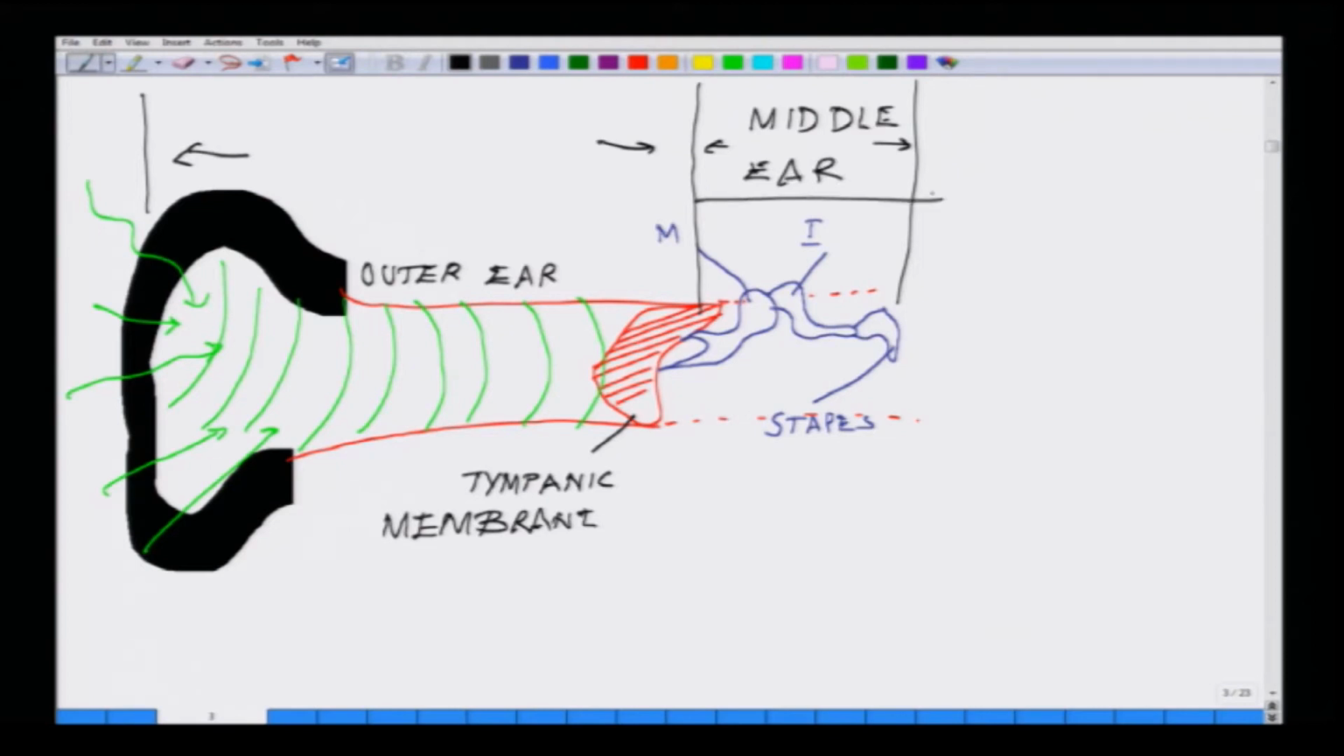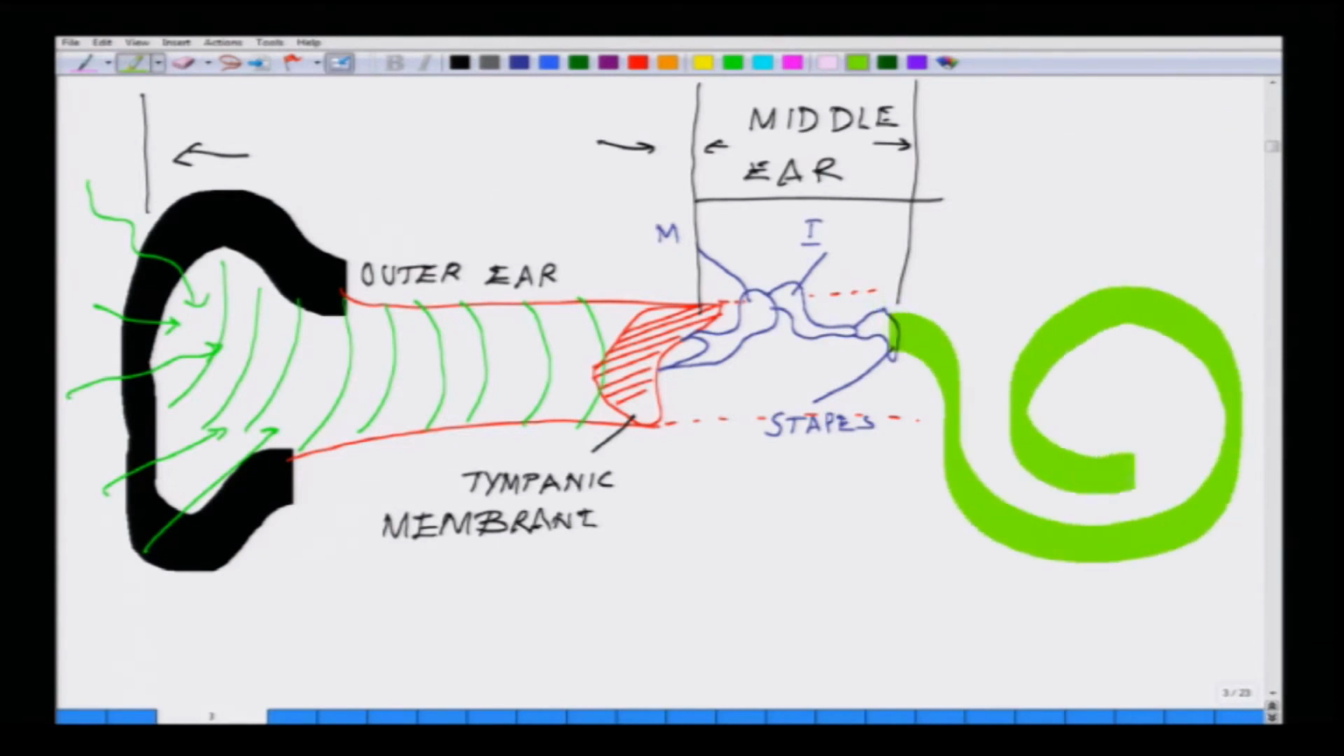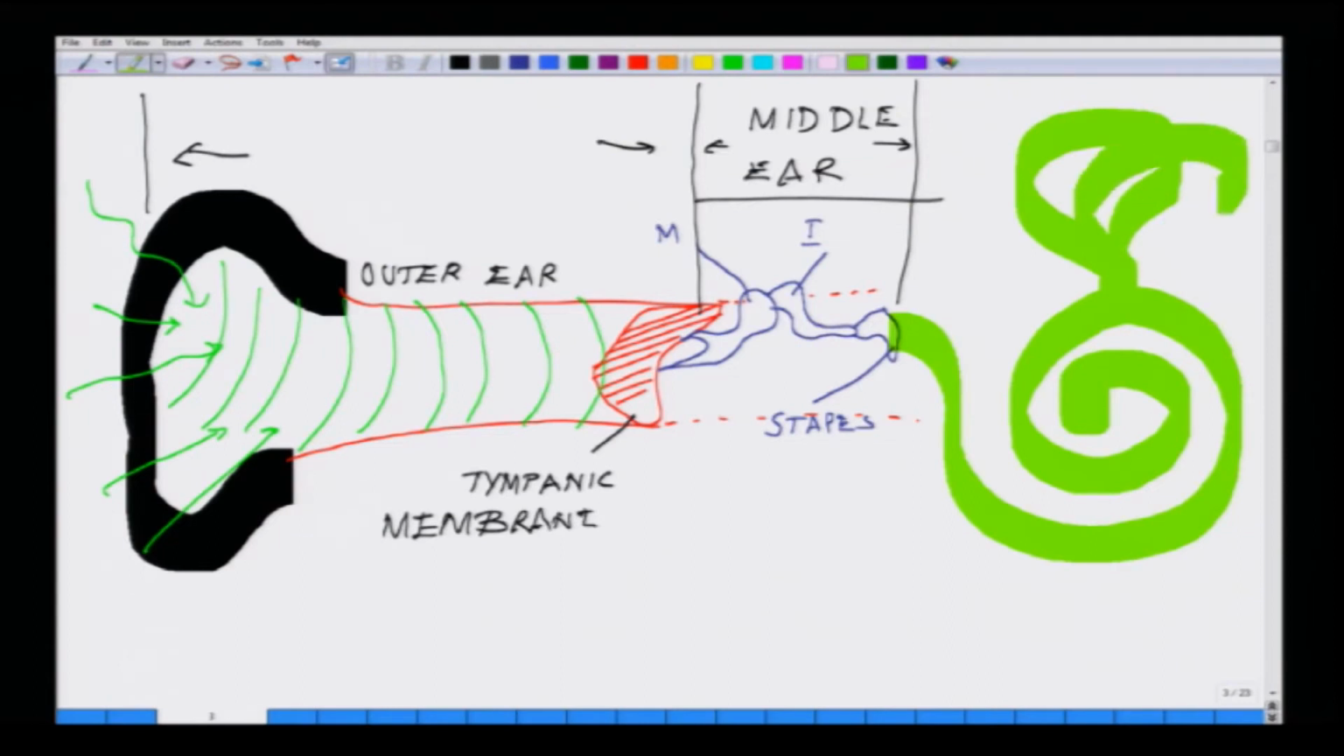After the middle ear, from here starts the inner ear, which is a very interesting spiral structure like this, and which has an extension out here, a network of channels like this. This is your inner ear.